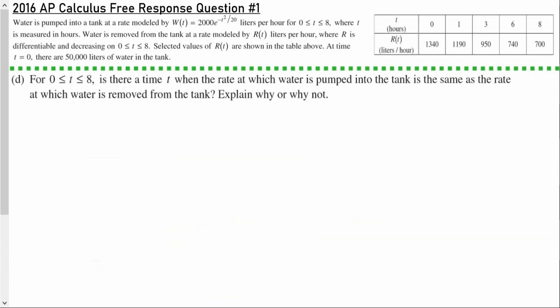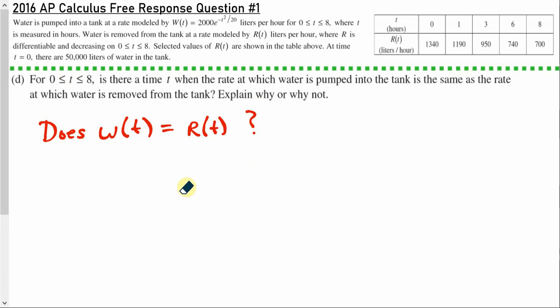Last one. Is there a time when the rate at which the water is pumped into the tank is the same as the rate at which it is being removed from the tank? It's a very interesting question. It's intuitive in a way that you can kind of see why the answer is true, but you have to explain why or why not, so we've got to use calculus words. Basically the question is: does the rate of the water being pumped into the tank ever equal the rate of it leaving? Is that ever true?